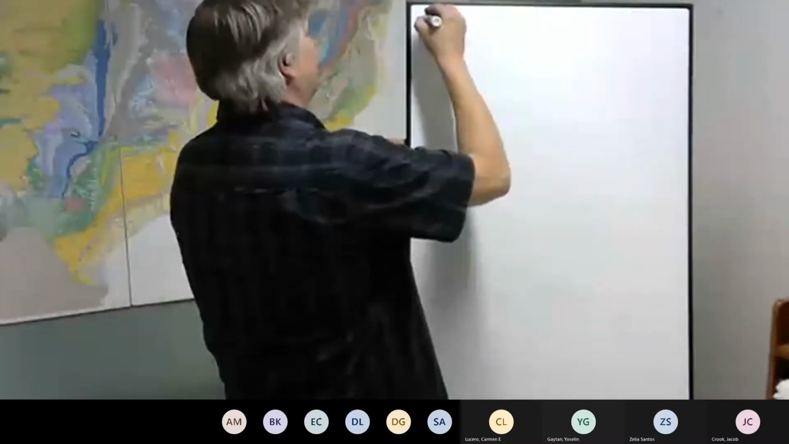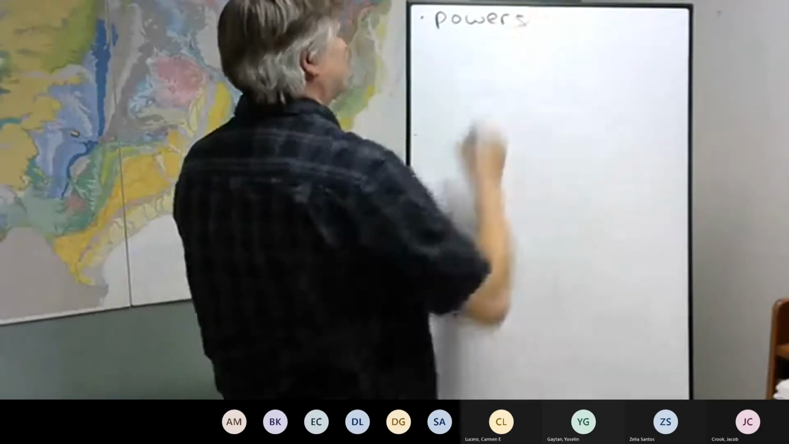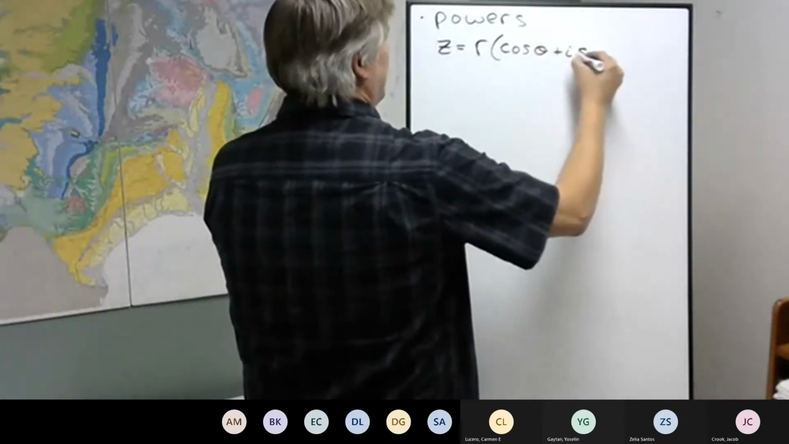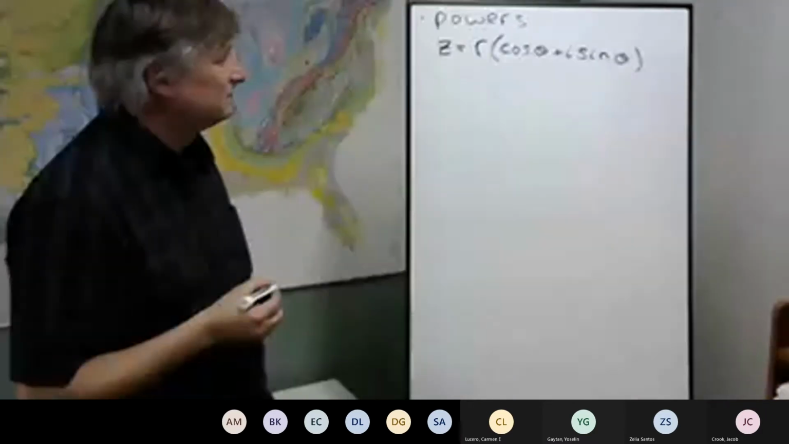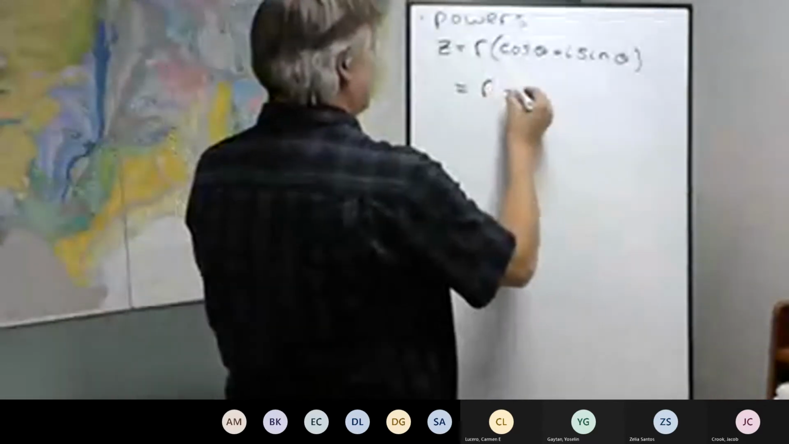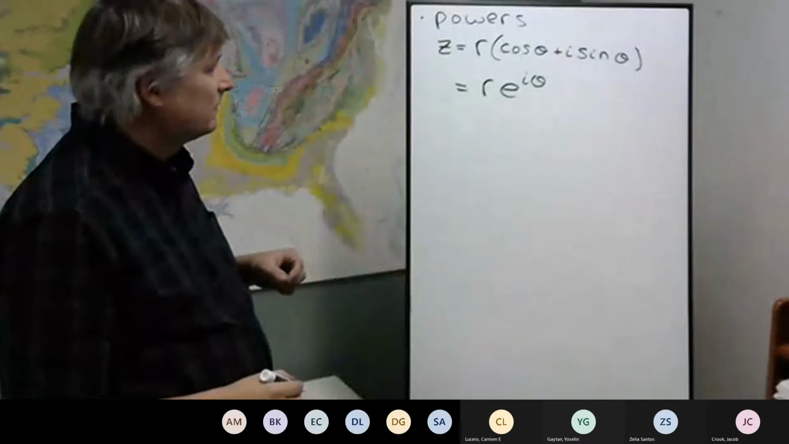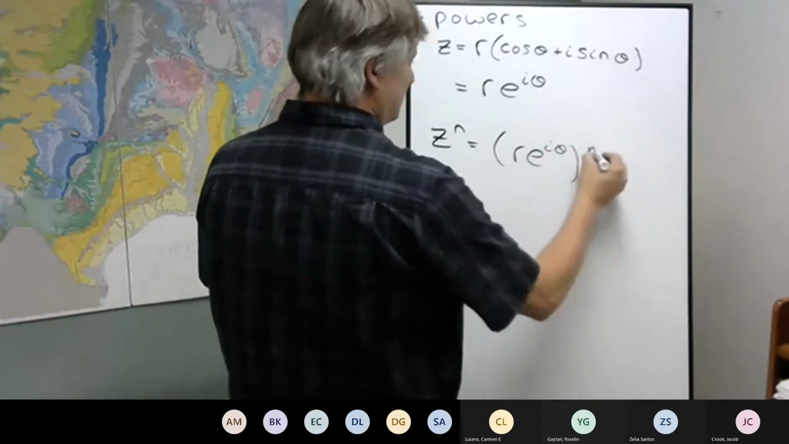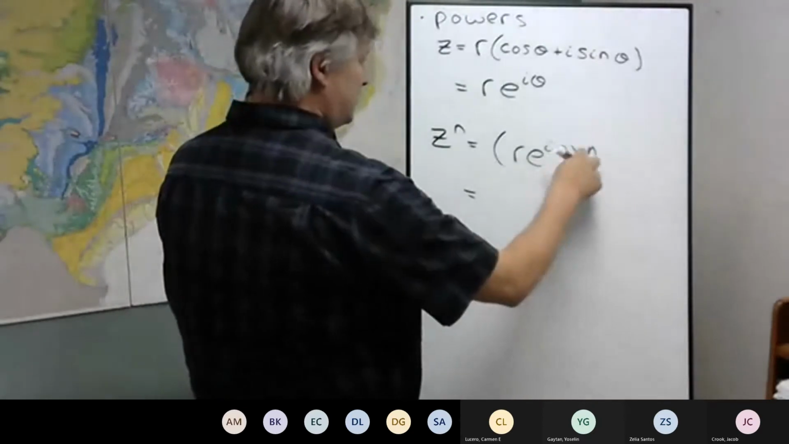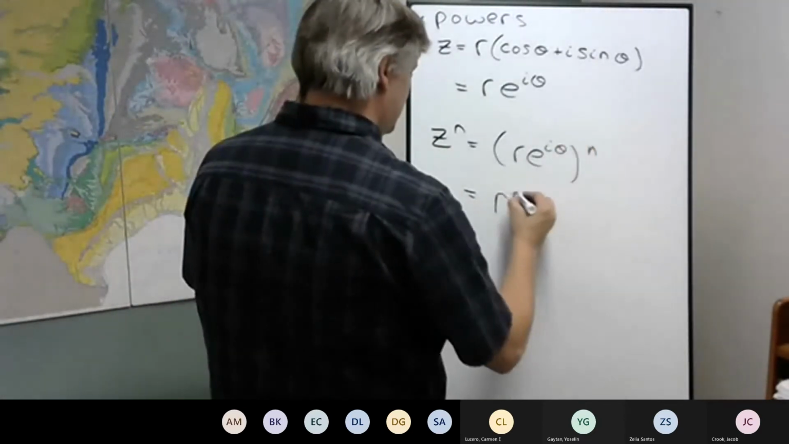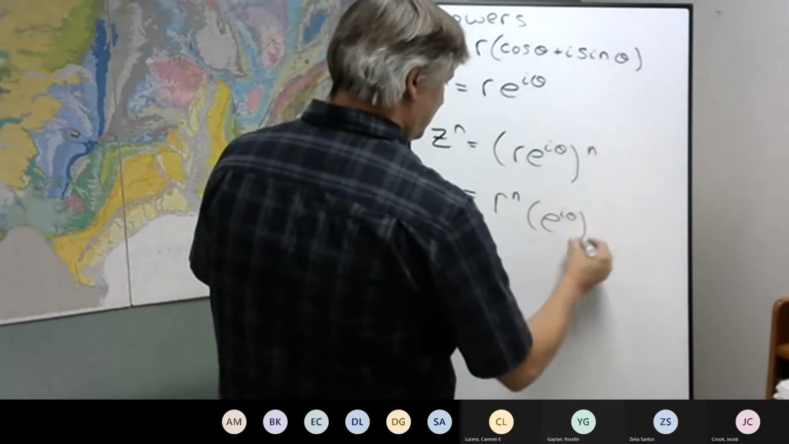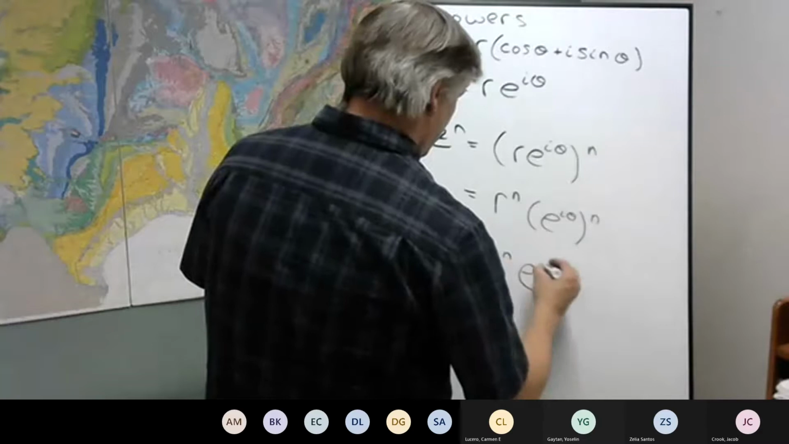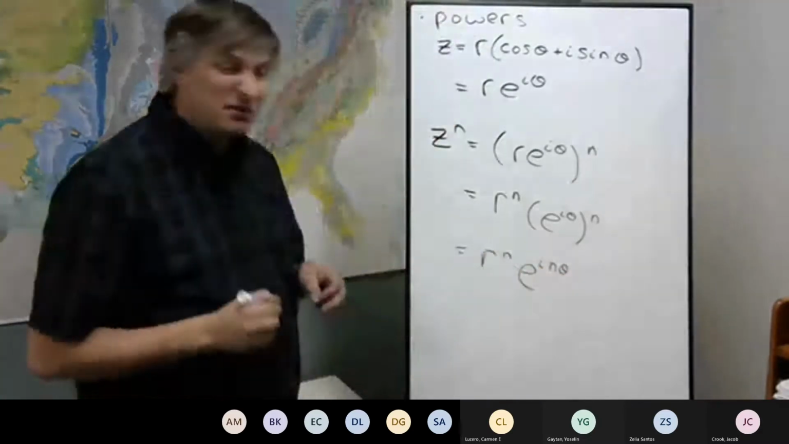Now, how about this? Powers. Again, let's take a z equal to R cosine theta plus i sine theta. Again, we can say this is equal to R e to the i theta. So z to the n will be R e to the i theta, all to the n. Distribute this as an exponent: R to the n, e to the i theta to the n. Use our multiplication rule for exponents: R to the n, e to the i n theta, keeping the i on the outside.